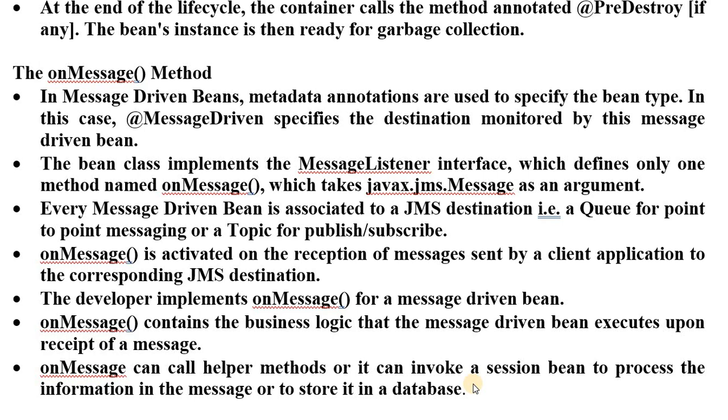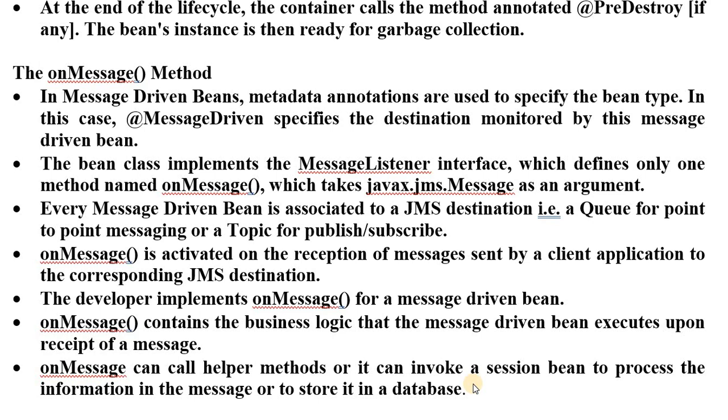Every message driven bean has to be associated with some JMS destination. It is either a queue or a topic for publish subscribe. A queue is nothing but for point-to-point messaging. The onMessage method is activated when a message is sent by the client application to the corresponding JMS destination. It is the developer's duty to implement the onMessage method for that message driven bean. What has to be done upon receiving the message, that business logic has to be written in the onMessage method.